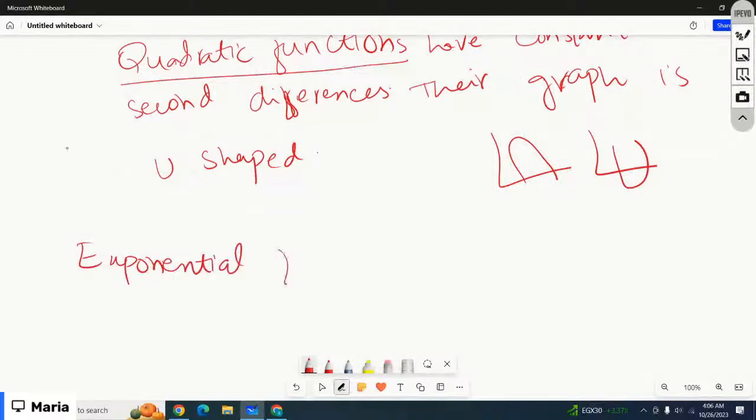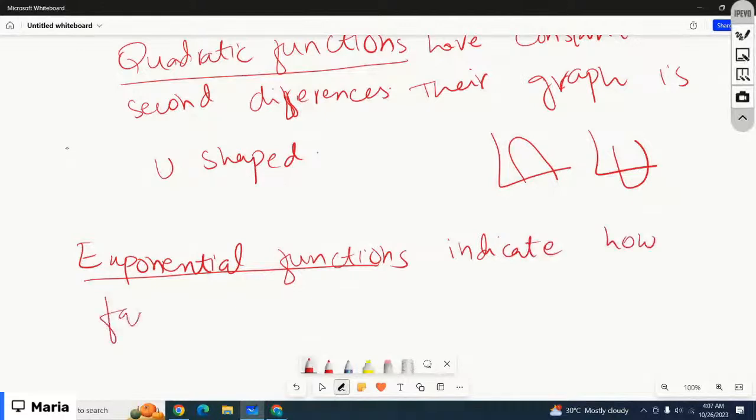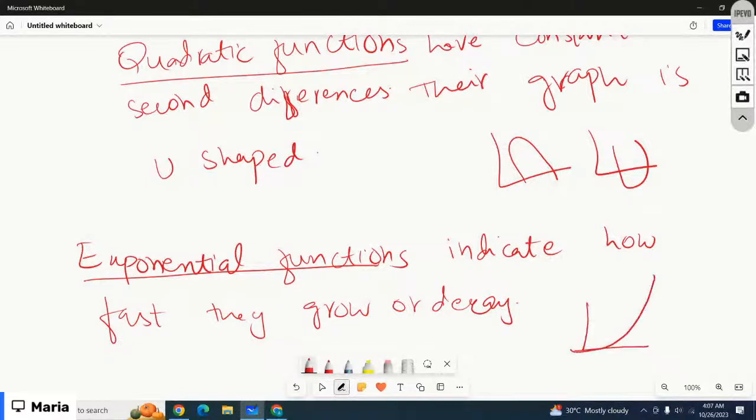Please note down the definitions. Exponential functions indicate how fast they grow or decay. Either they grow or decay, but both growth and decay are very fast. The graph of the exponential functions looks like this.